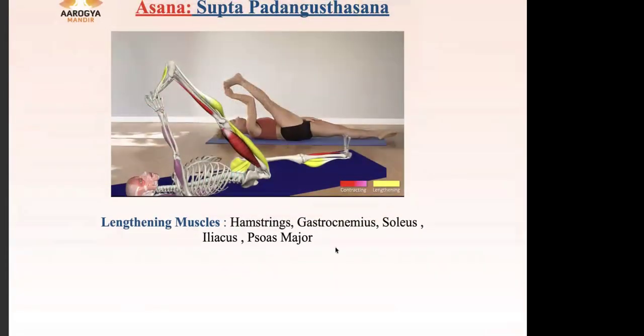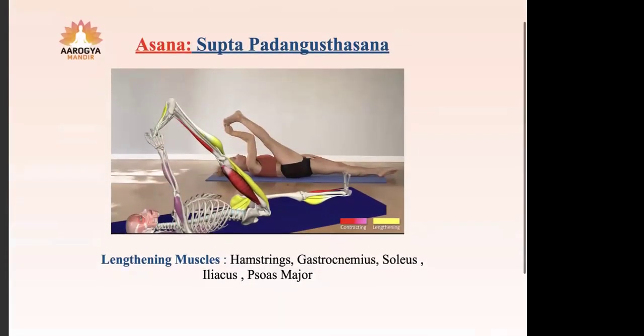Coming to the next forward bending posture, which is called Supta Padangushthasana. Supta Padangushthasana is basically for lengthening the soles, calf muscles, hamstring, and simultaneously the psoas major muscle and the iliacus muscle.